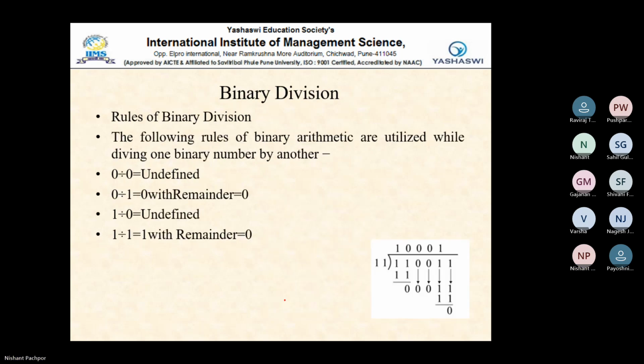So then next is binary division. In binary division, we find out some rules are there. Just as in decimal, the same rules we follow in binary division. We have already learned division many times. The same rule is there: when you divide 0 by 0, it is a 0. Then if it is 0 and divided by 1, then definitely the output remainder is 0 and the quotient is also 0.